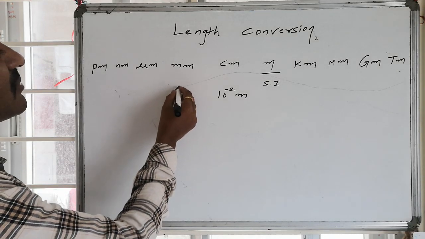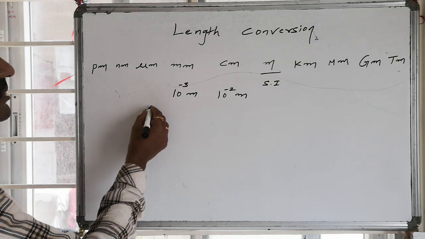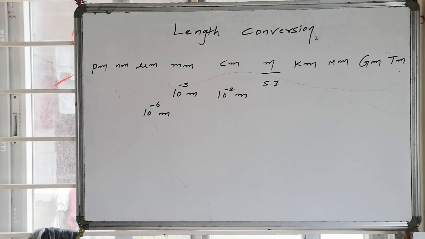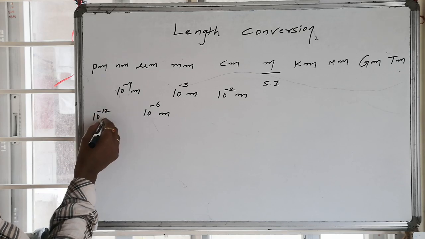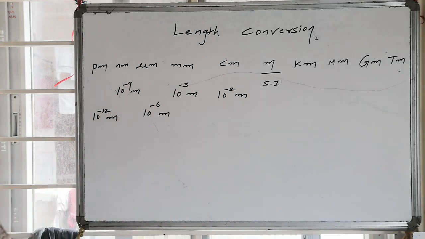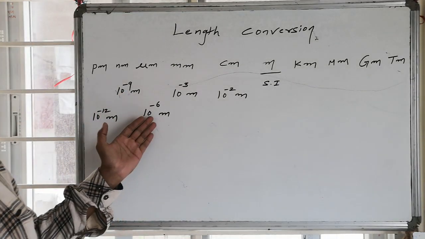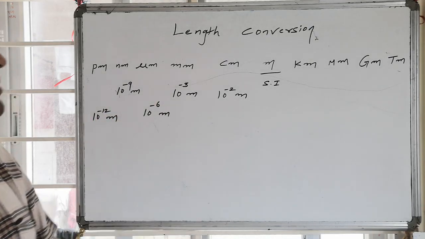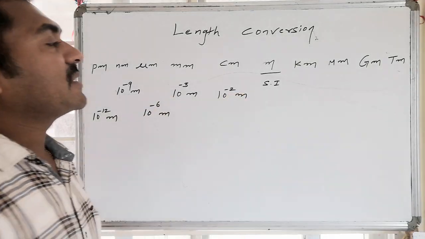1 millimeter is equal to 10 power minus 3 meters. Micrometer is equal to 10 power minus 6 meters. Nanometer is equal to 10 power minus 9 meters, and picometer is equal to 10 power minus 12 meters. Of these, for the general measurement of length, the least unit is picometer. Some number of picometers will become equal to a nanometer, some number of nanometers equal to a micrometer, some number of micrometers equal to a millimeter, some number of millimeters equal to a centimeter, and some number of centimeters equal to a meter.